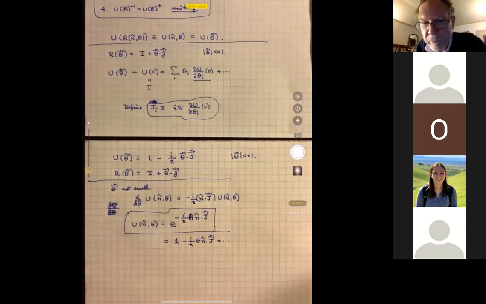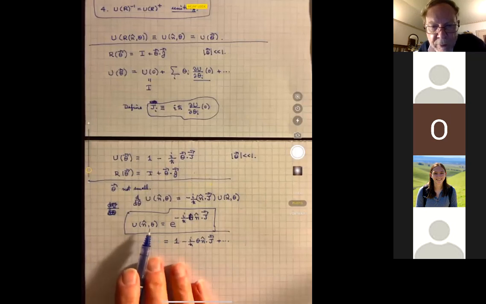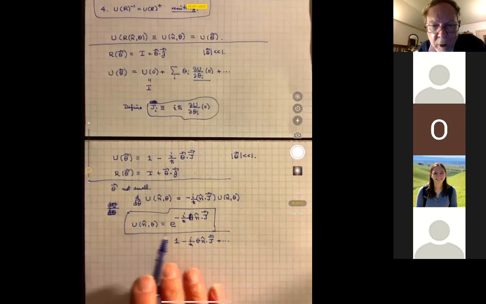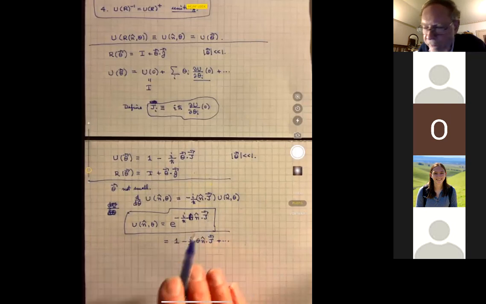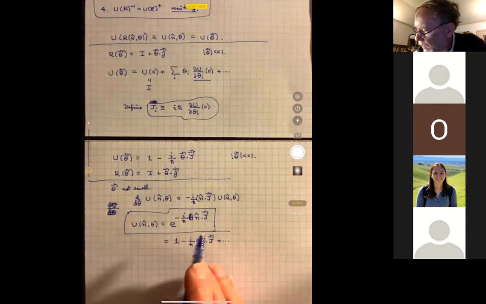Right. So you can see now that we've got an exponential version for the unitary rotation operators, and that in order to find out what they are explicitly as a function of n hat and theta, all we need to do is to know what J is. So let's talk about J.